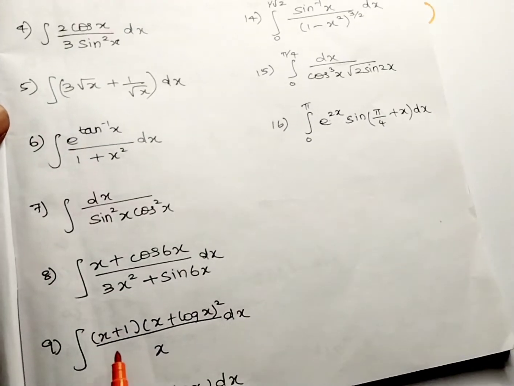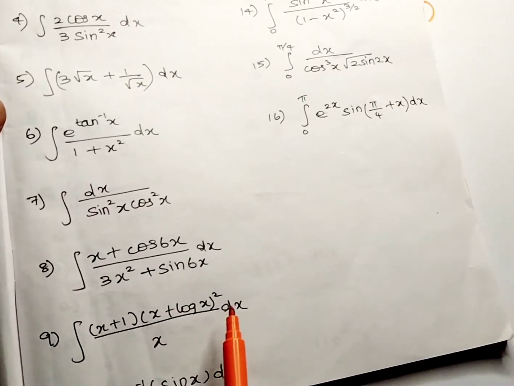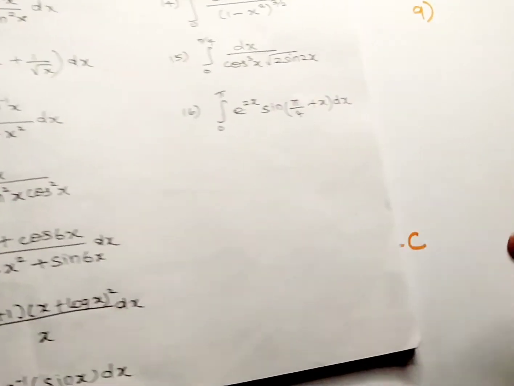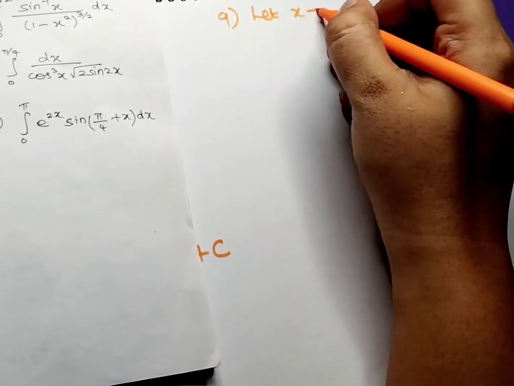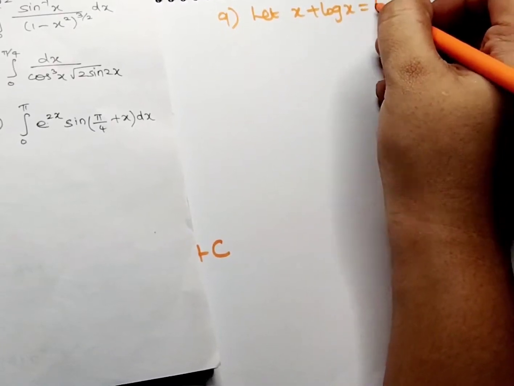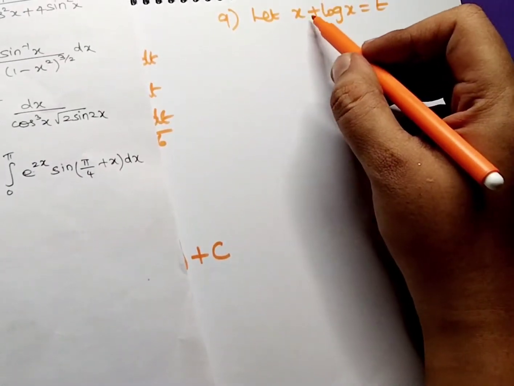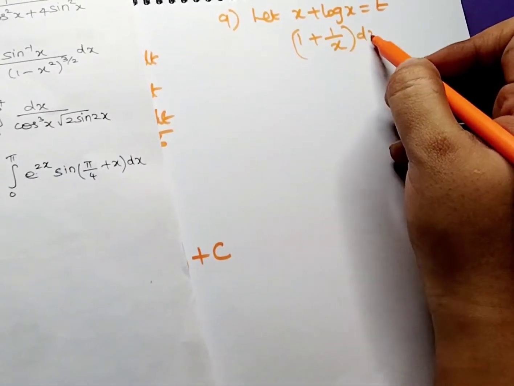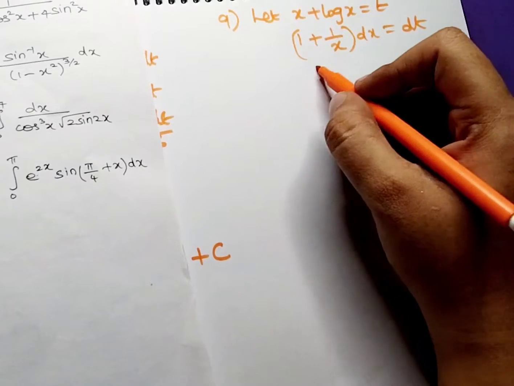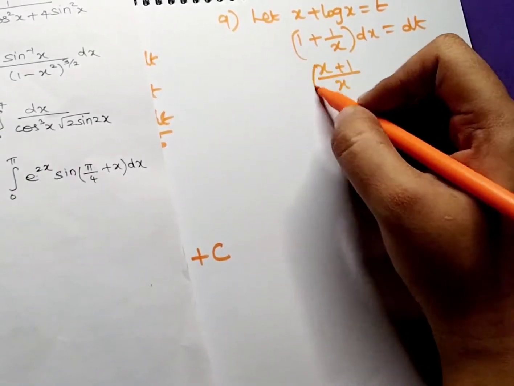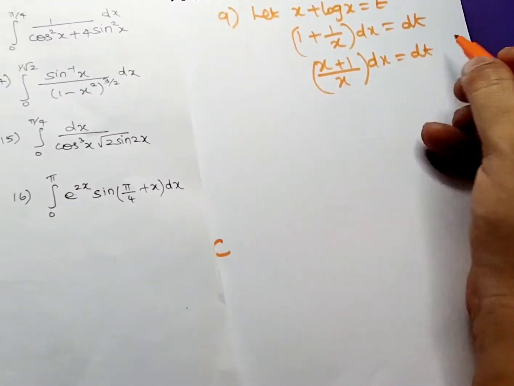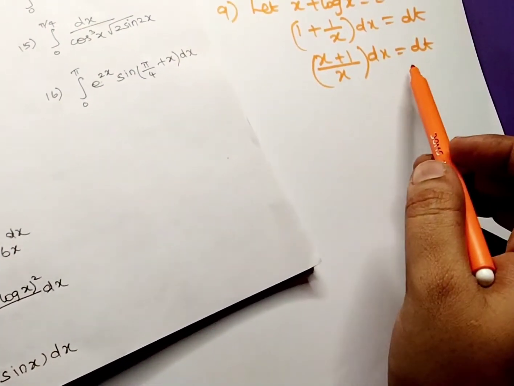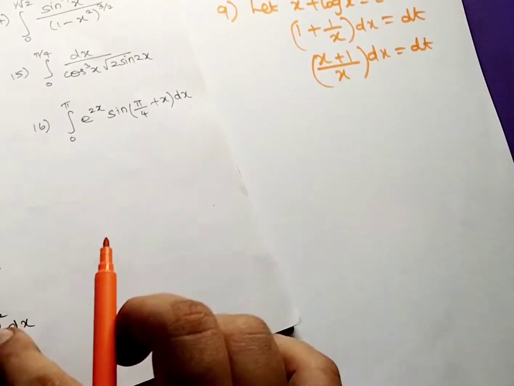Question number 9, x plus 1 into x plus log x the whole square, the whole by x dx. We will take x plus log x as t. So let x plus log x equal to t. When we differentiate both sides with respect to x, it is an addition. So x gives 1, log x gives 1 by x, the whole into dx equal to dt. When we take the LCM, this will become x plus 1 by x dx.